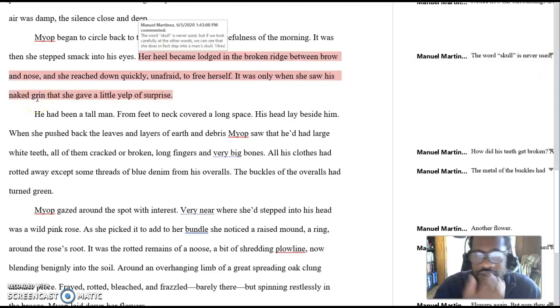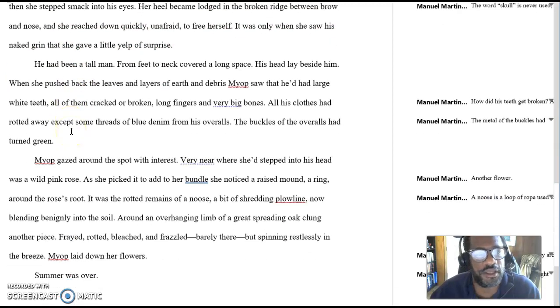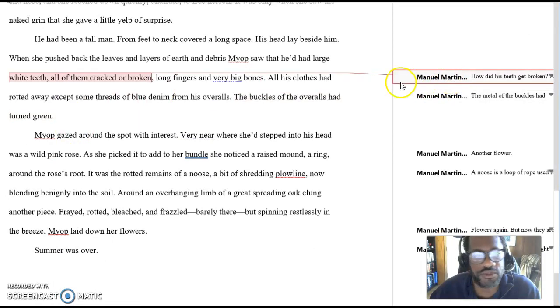Naked, because there's no skin on his face, that she gave a little yelp of surprise. There's a 10-year-old girl who stepped into a human skull. It's a pretty frightening thing, right? But again, I can see how we might have been confused about this, because we might have looked at this and not realized that she was actually stepping into a skull.